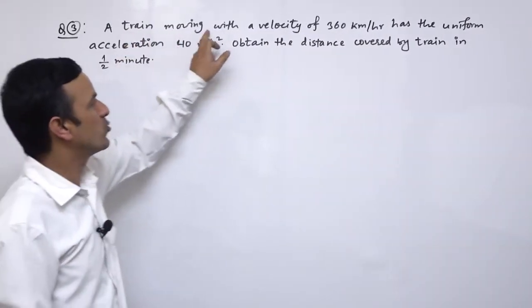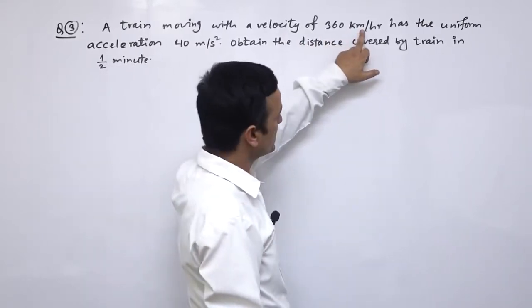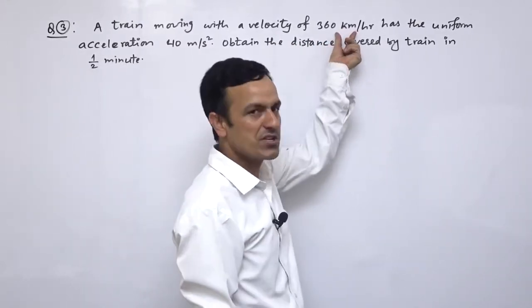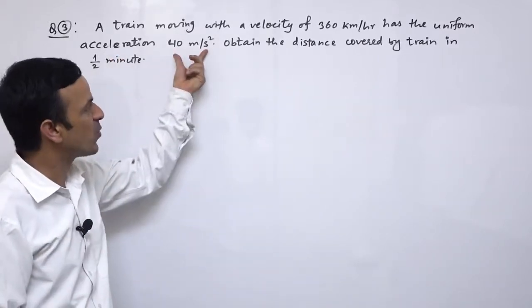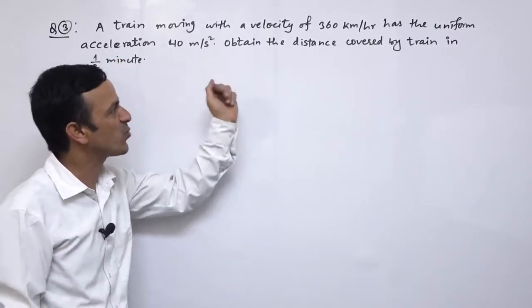A train moving with velocity, this one, it is given in kilometer per hour, has the uniform acceleration, this one, 40 meters per second square.